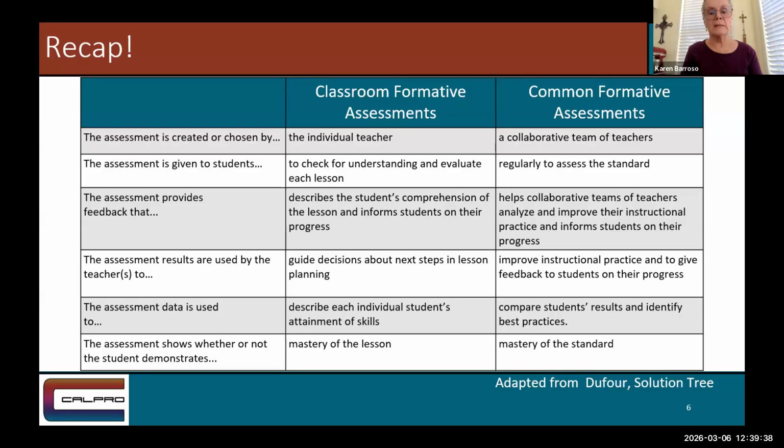So we really can see the difference on this chart of the two types, one focusing on teachers specifically and one focusing on teachers collaborating with each other. Are there any questions about that? Okay, let's move on. We'll be doing lots of things about common formative assessments.